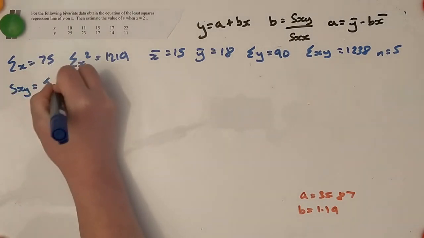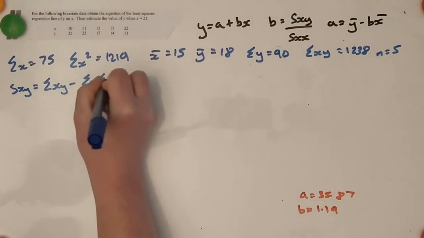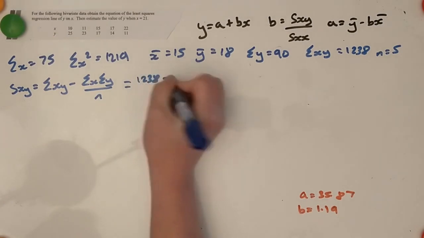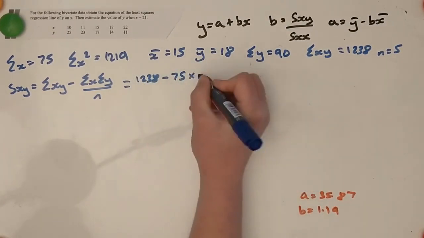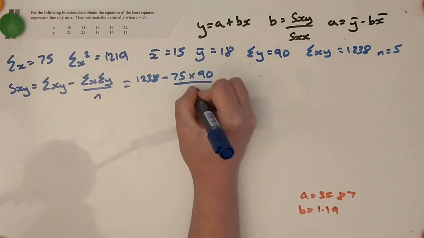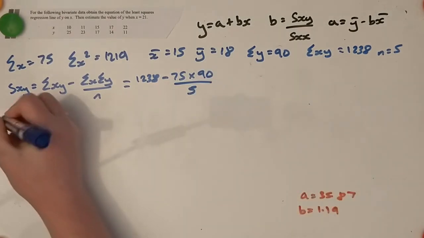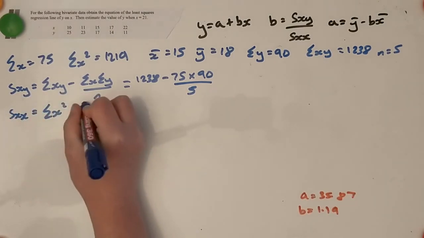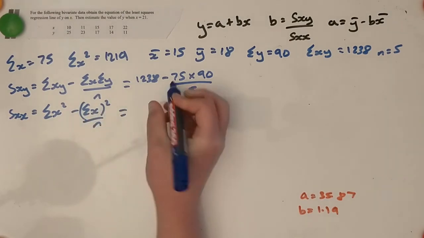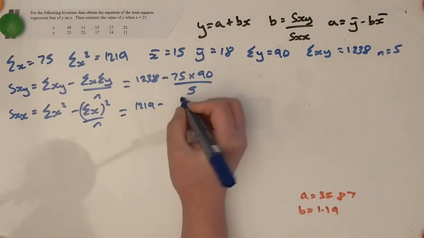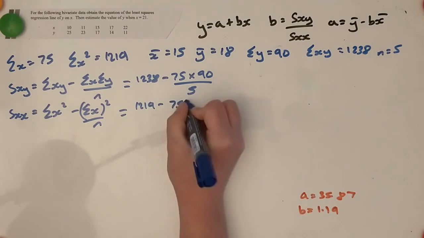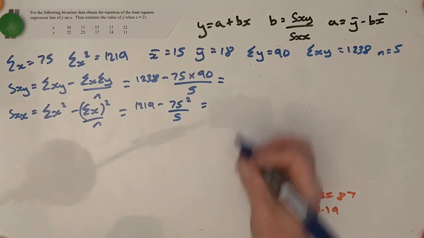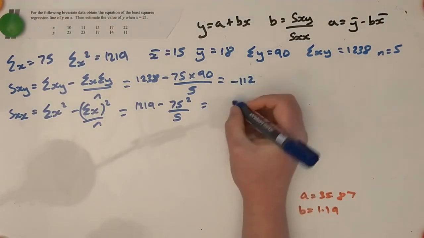SXY is sum of XY minus sum of X, sum of Y over n. So that means I've got 1238 minus 75 times 90 over 5, and I've got SXX, sum of x squared minus sum of x squared over n. So I've got 1219 minus 75 squared over 5. This gives me SXY is minus 112, SXX was 94.